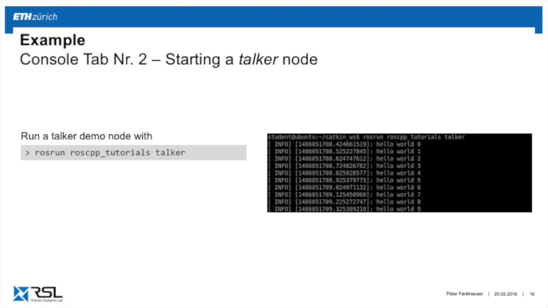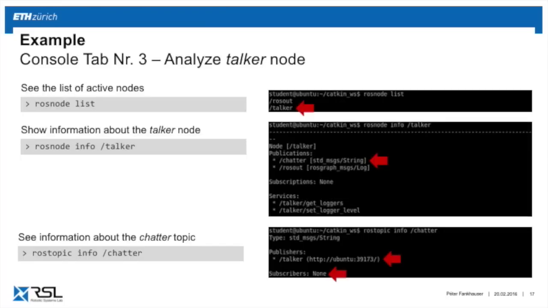Once you are running this node in your console, you should see that the node is running and spitting out hello world 0 and with an increasing number. Essentially, this node spits out this message in the console. Okay? Now you're going to open console number 3. And we're going to look at what is happening right now in your system.